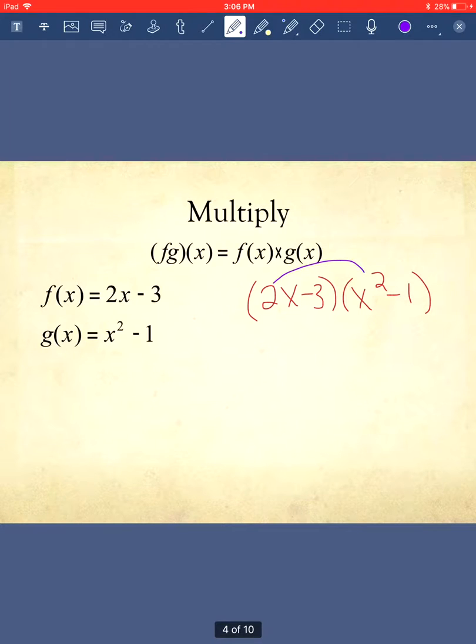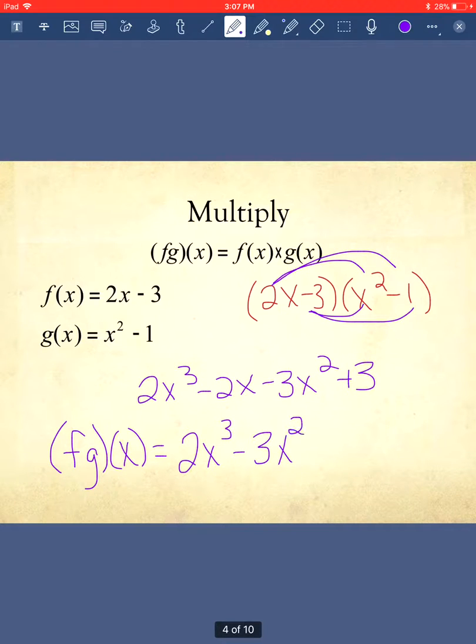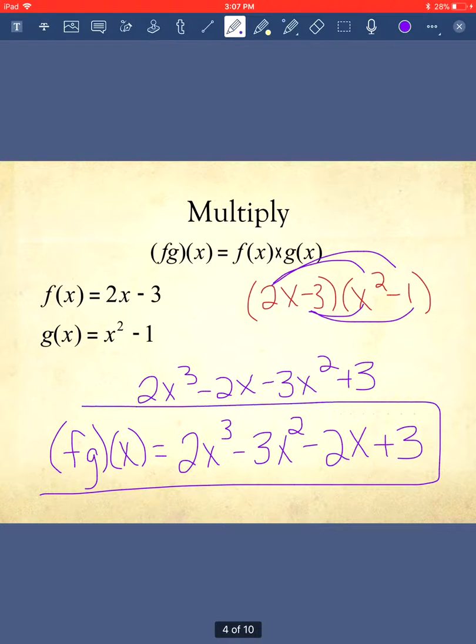So 2x times x squared is 2x cubed. 2x times negative 1 is negative 2x. Negative 3 times x squared is negative 3x squared. And then negative 3 times negative 1 is a positive 3. And I'm going to rewrite it in standard form, so I get that f times g of x equals 2x cubed minus 3x squared minus x plus 3. So you're just multiplying the two terms together.